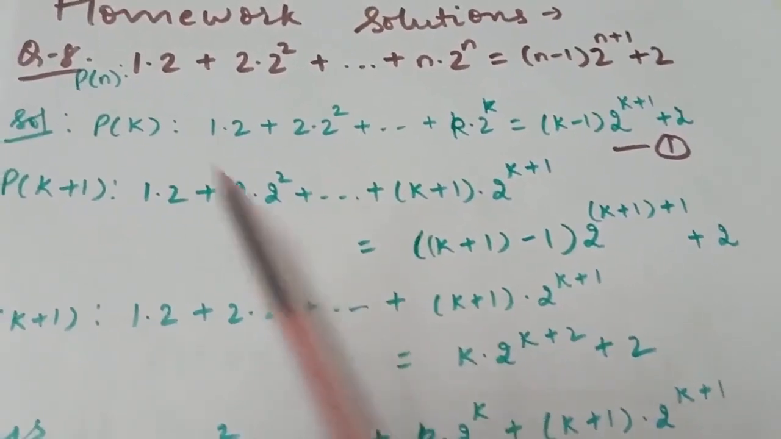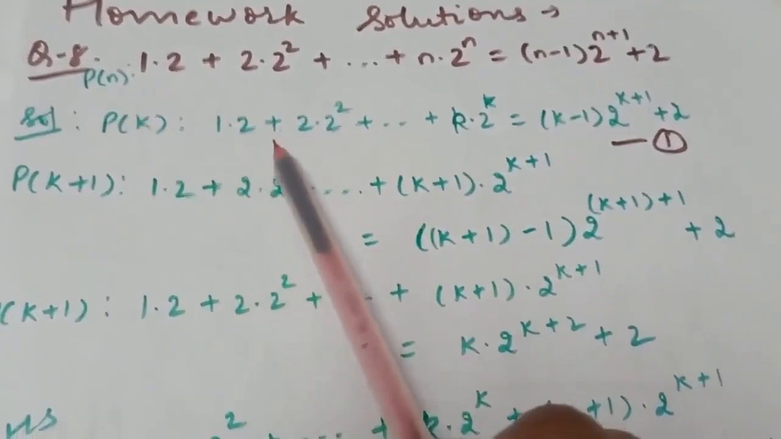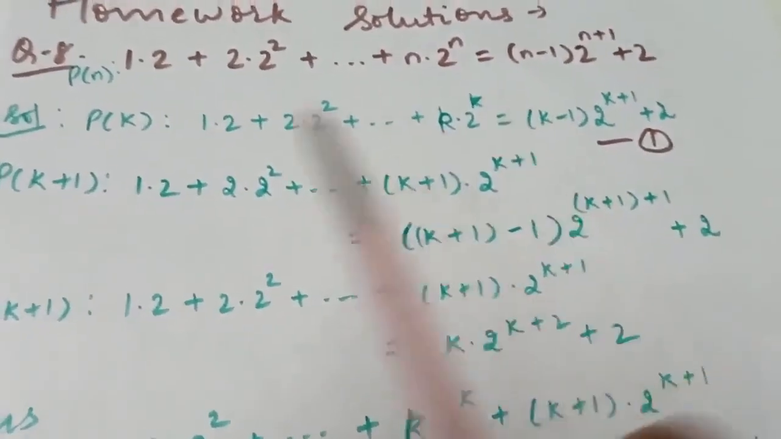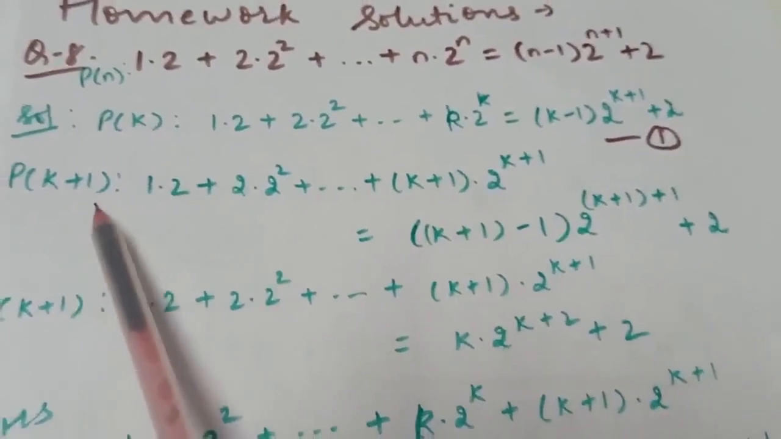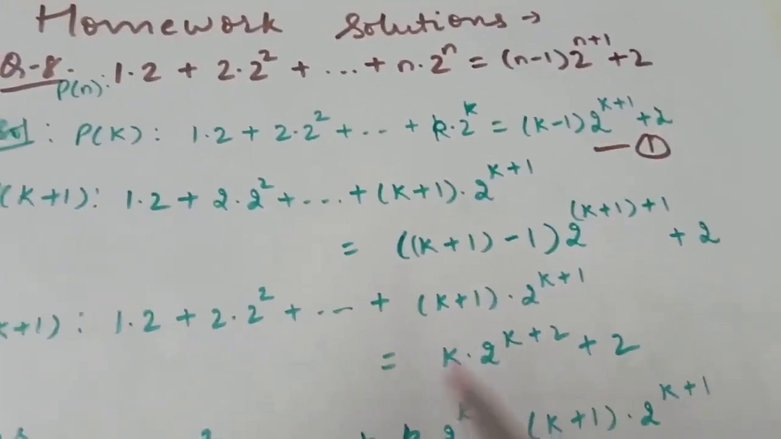I am skipping that. So we have assumed Pk is true. So Pk will be this statement. In place of n, just put k. Now we have to show that Pk plus 1 is true. What will be Pk plus 1? In place of n, just put k plus 1.